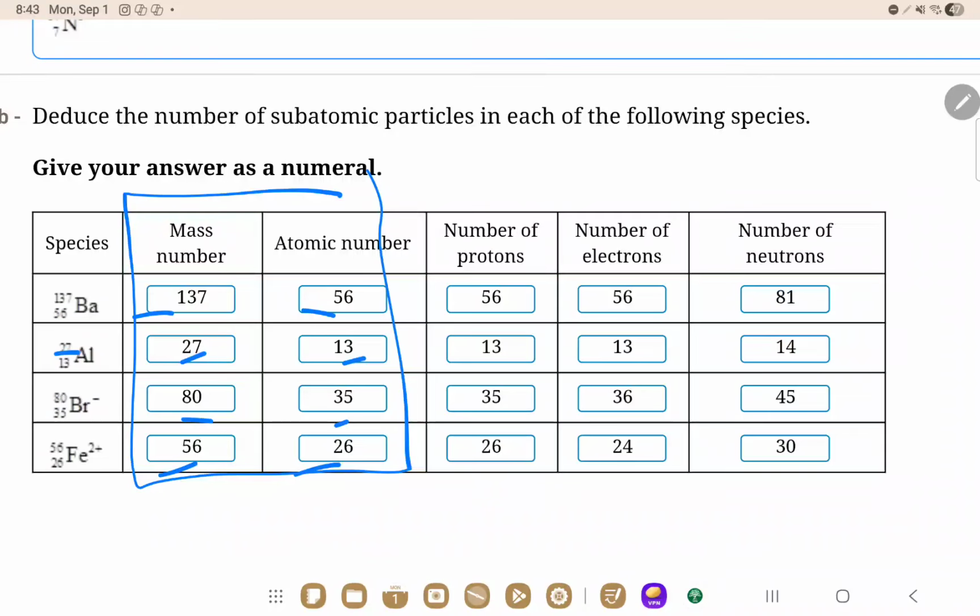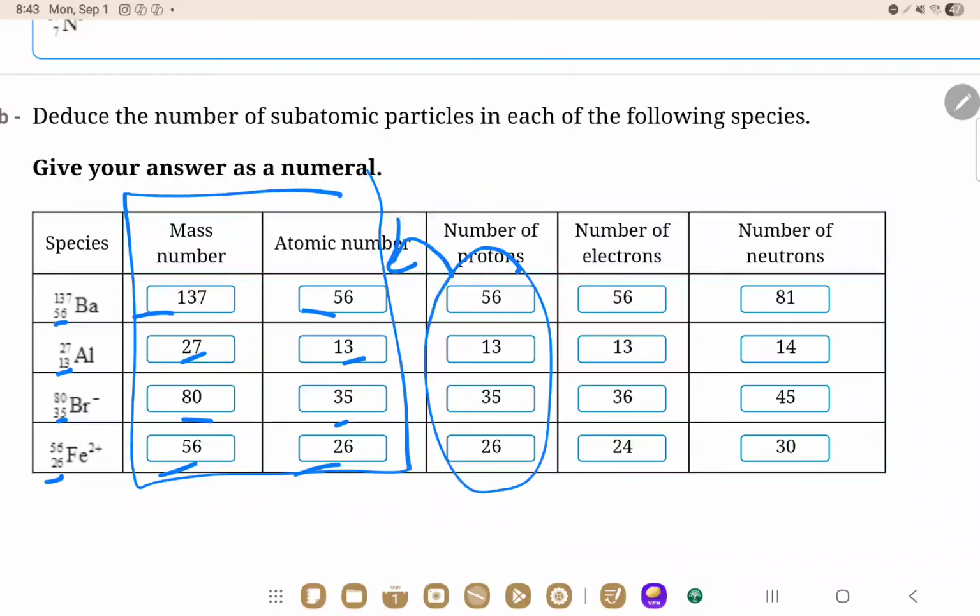Now, number of protons is always the same as the atomic number. It's always the bottom number. So just copy them the same. 56, 13, 35, 26. It's always a copy of the atomic number. So you copy the row behind it.